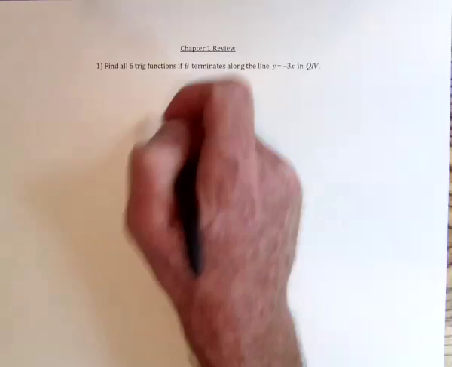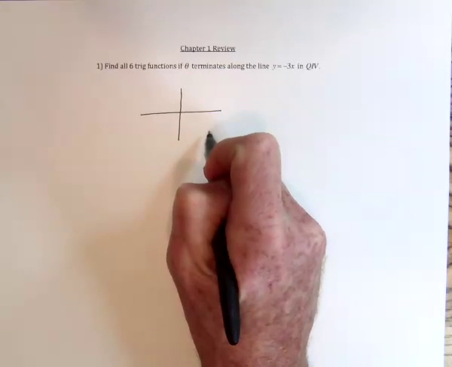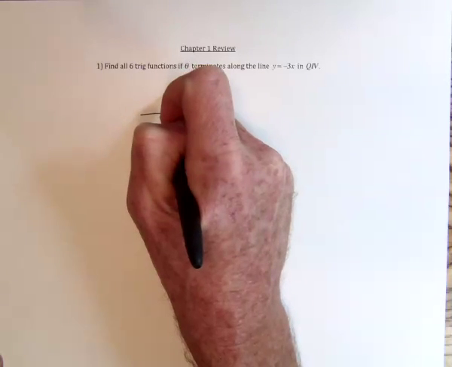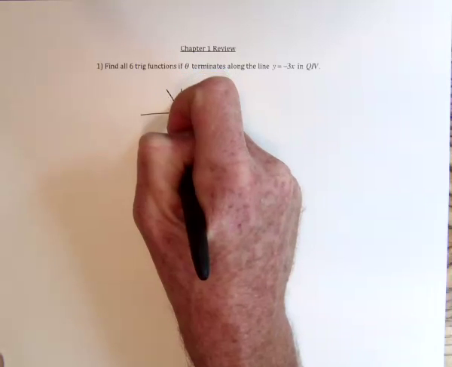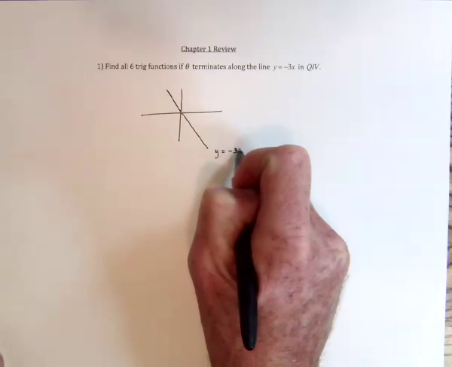Well, this one's a little more challenging than we had in any of the previous sections, but that's all right. Find all the trig functions if you're in quadrant 4 over here. Y equals negative 3x, so it has a slope of negative 3. So this line, y equals negative 3x. And from that, we need to find all 6 trig functions.